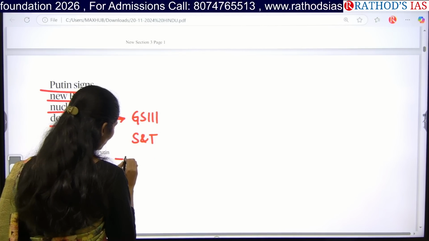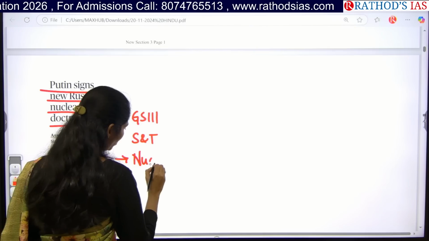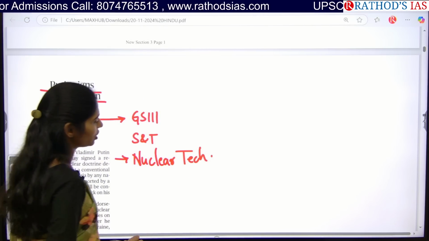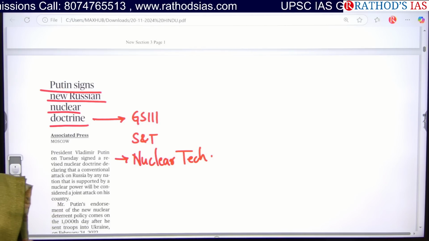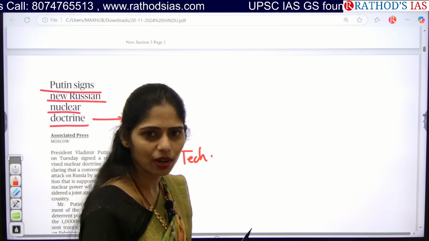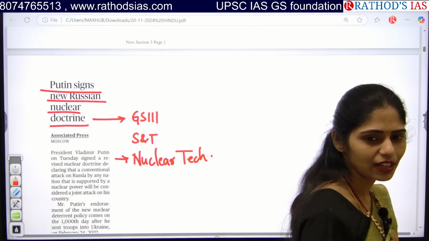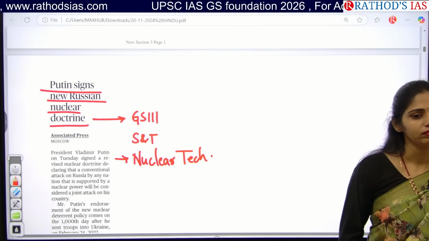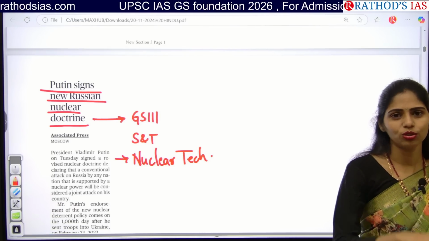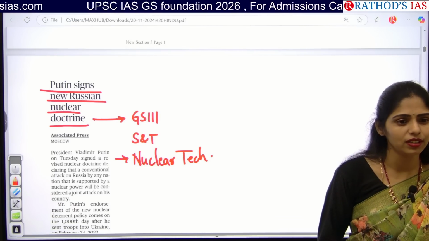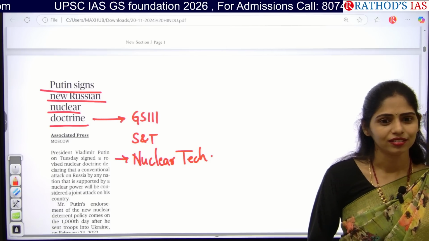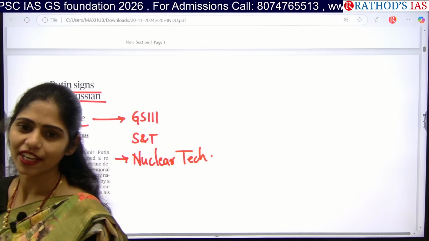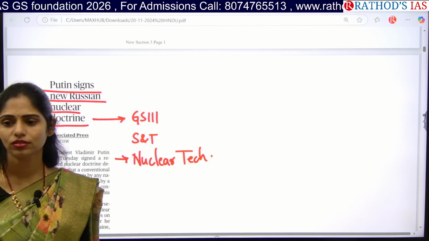So in Science and Technology you have to know about nuclear technology. In this nuclear technology, what are the dimensions that you have to see? You have to see the material that we are using, that is, the raw material. Which kind of raw materials can we use in nuclear weapons? Raw material. Uranium. Next, which radio isotope of uranium? Isotopes of uranium, you might have studied in your chemistry in +2.